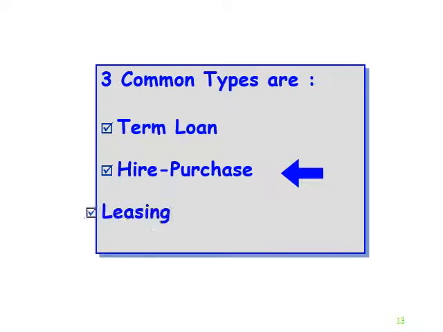There are three types of common intermediate financing. We have covered hire purchase. We will move on to leasing in the next part.